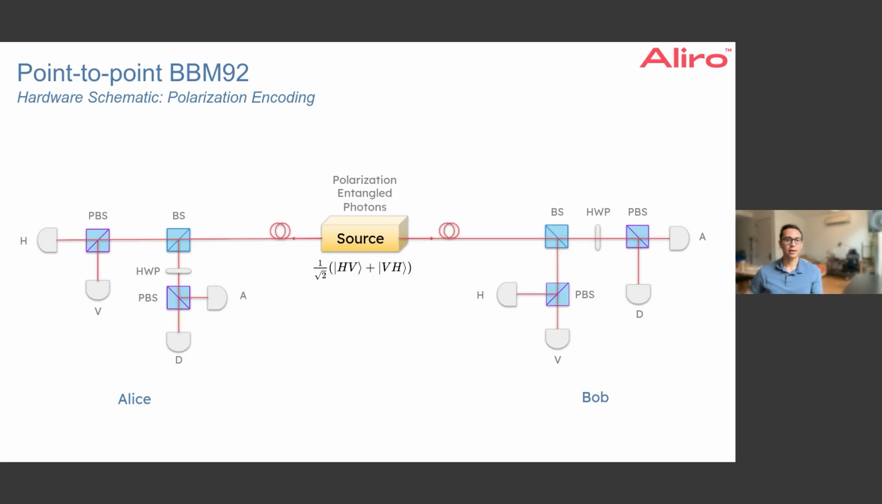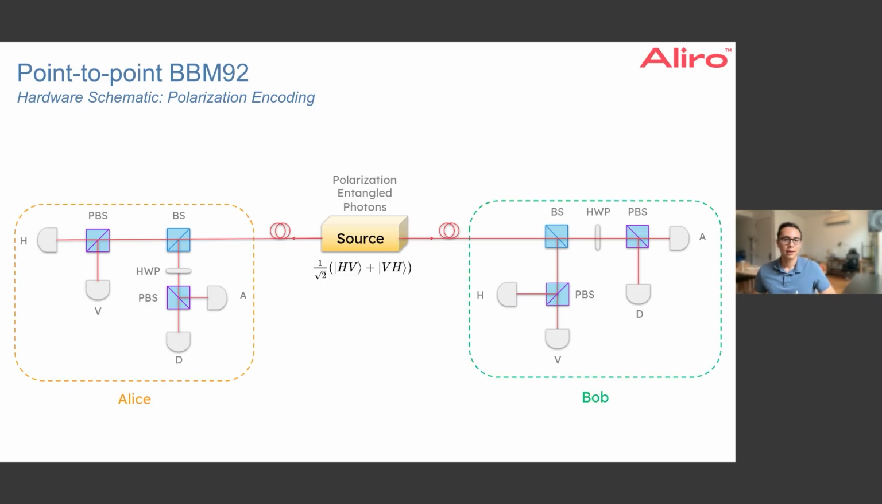This is the hardware schematic for polarization encoded BBM92. This is a network link that we've actually built in Boston at our headquarters, whereby we have this entangled photon pair source in the middle. It's generating and spitting out pairs of entangled photons with that HV plus VH state. Now we send one photon to Alice and the other photon to Bob over some fiber. Now, Alice and Bob have essentially the same set of hardware for measuring the quantum state.